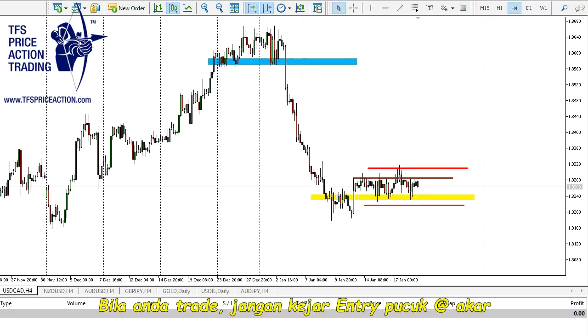When you're trading, don't go for the top or bottom. As long as your entry doesn't hit your stop loss, that should be fine.